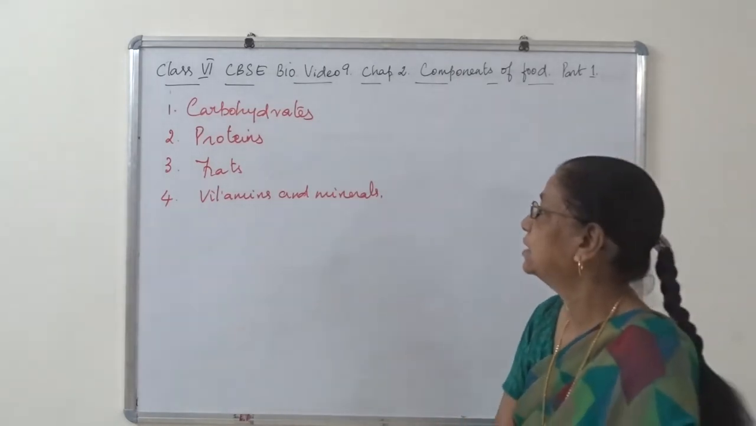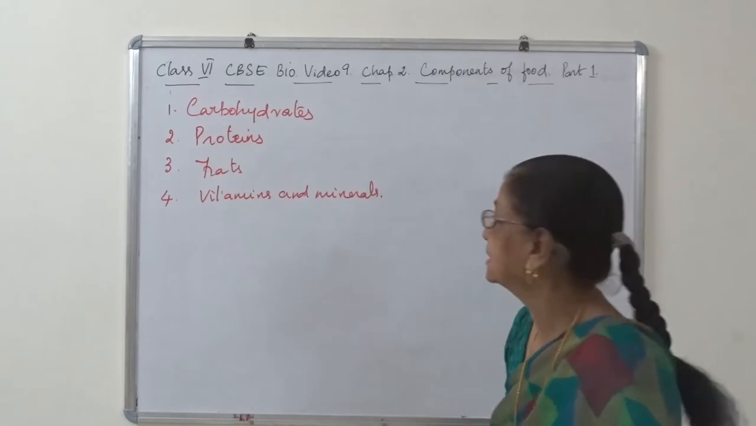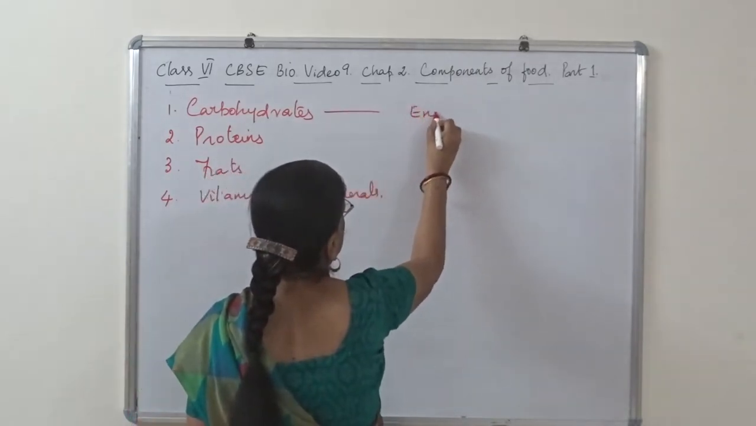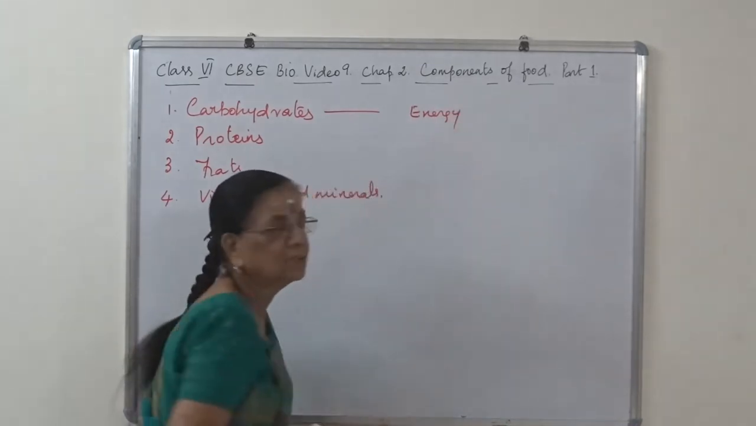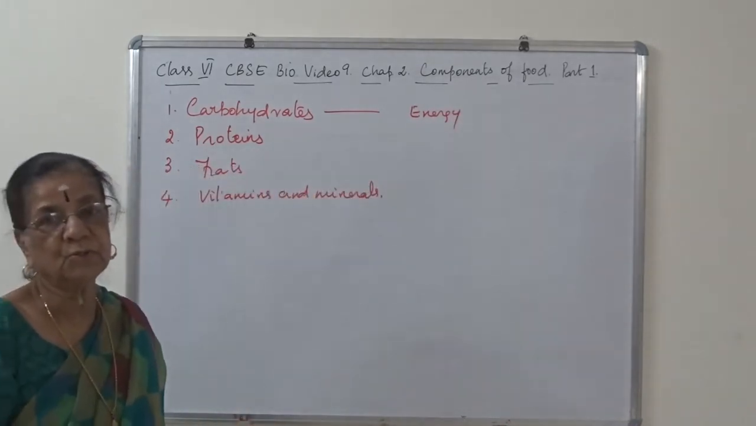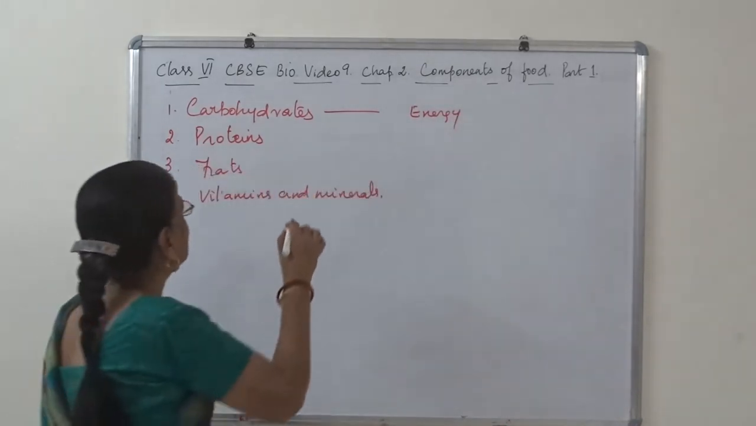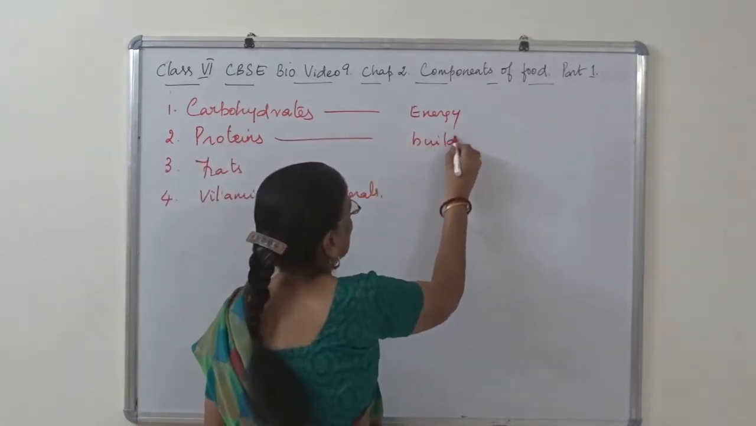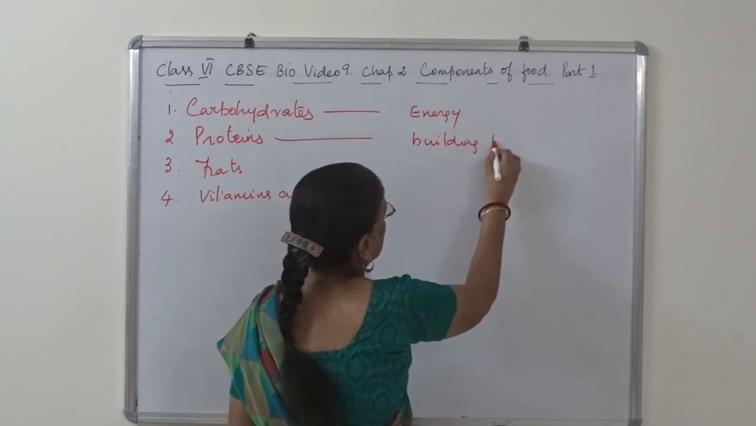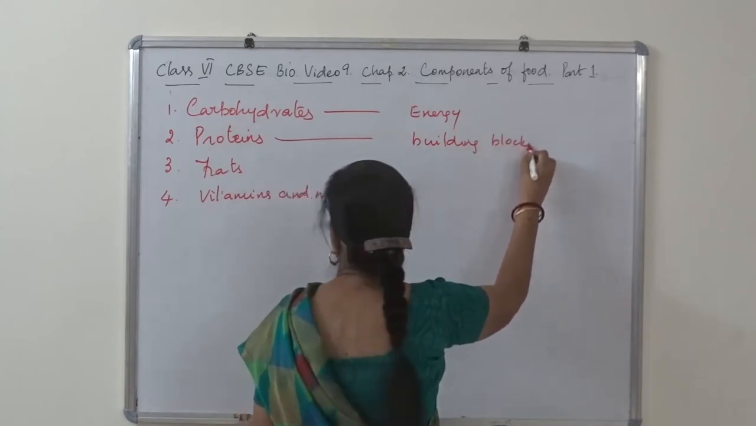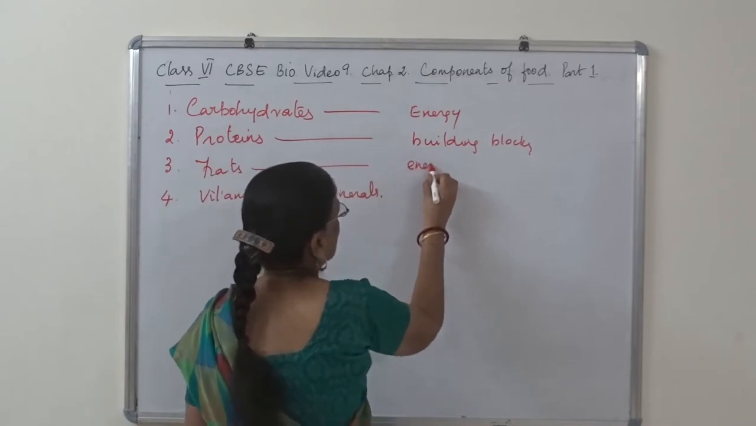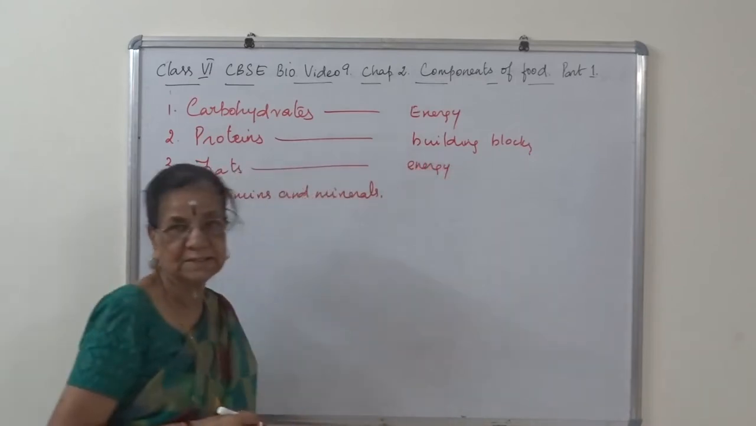Then this carbohydrate, it is considered as energy yielder. It is energy producing food. Fat and protein, they are forming building blocks. And the fat also is an energy producer.